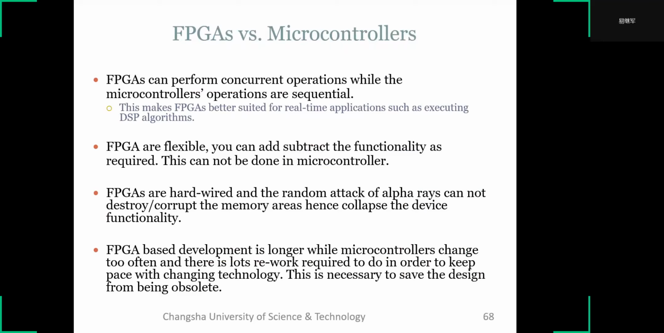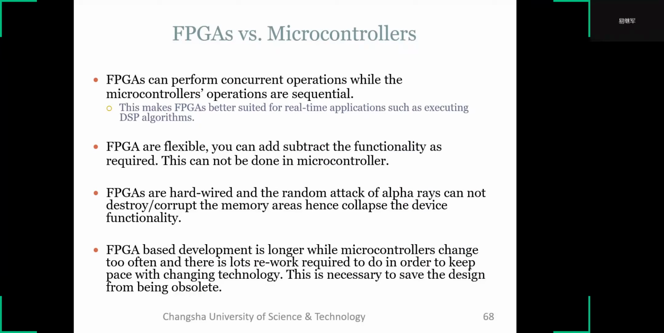FPGAs versus microcontrollers. FPGAs can perform concurrent operations while the microcontroller's operations are sequenced. This makes FPGAs better suited for real-time applications such as executing DSP algorithms. FPGAs are flexible. You can add or subtract functionalities as required. This cannot be done in a microcontroller.